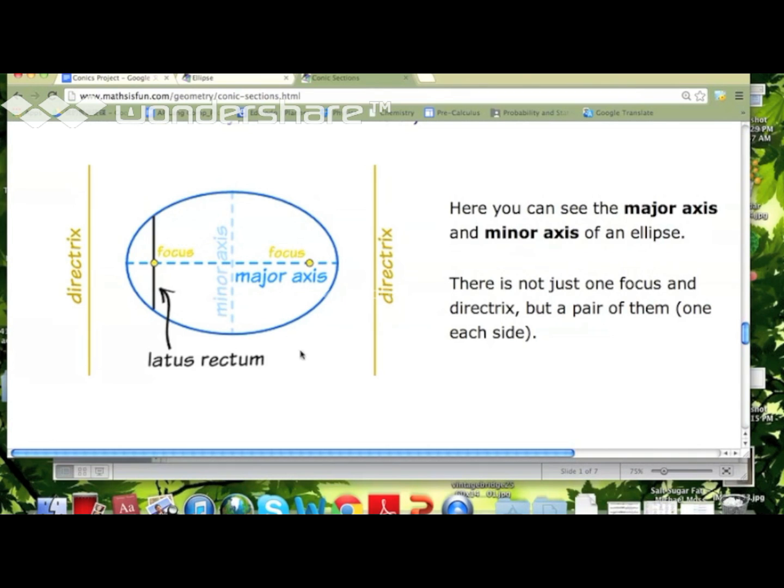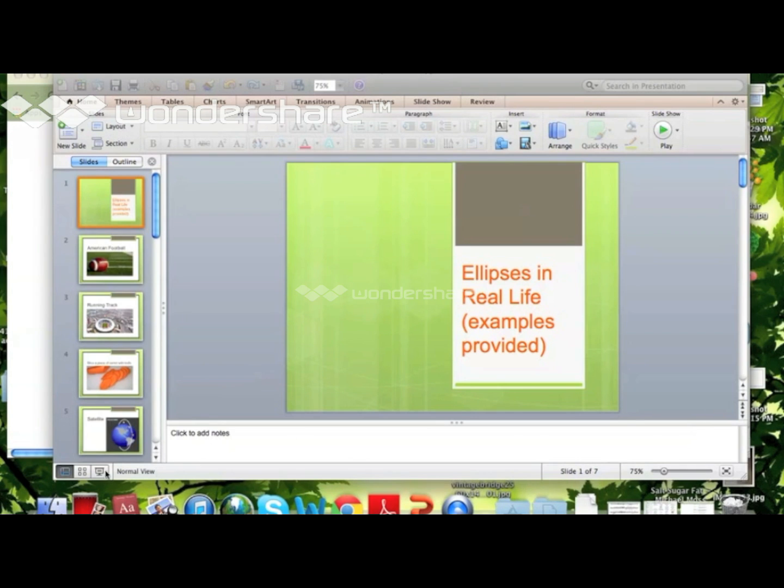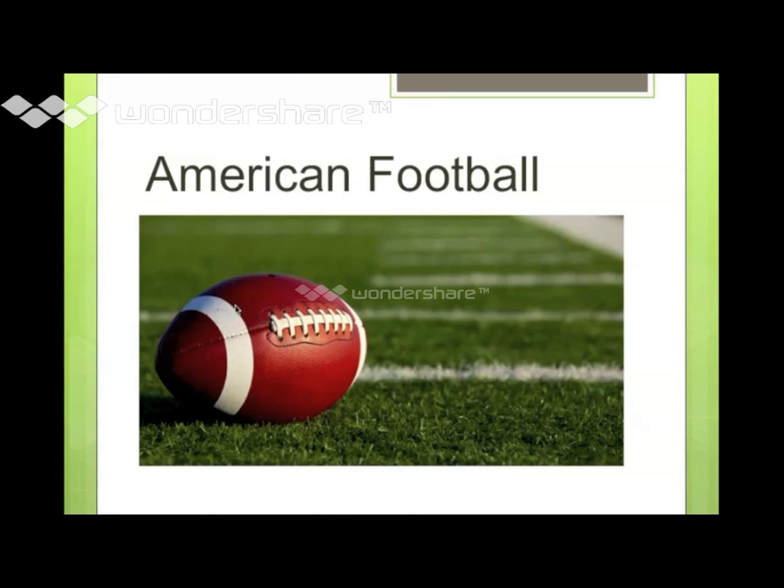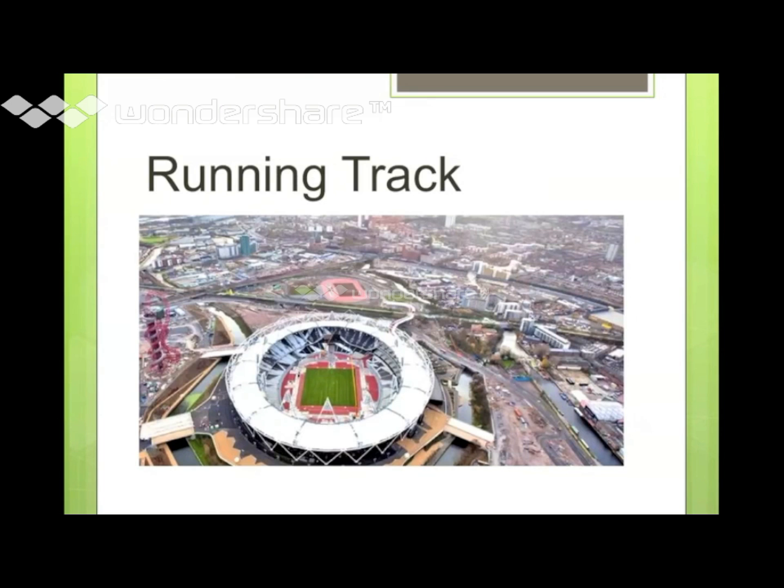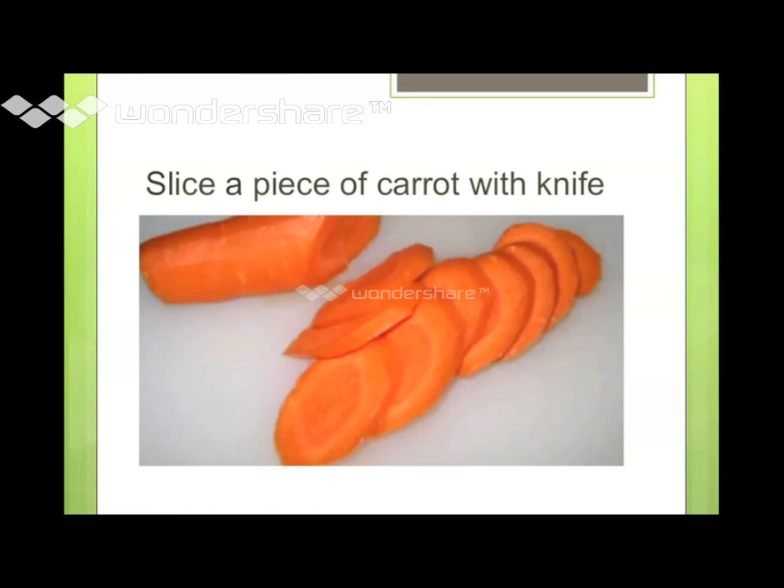So next, where can these ellipses be found in real life? The first one will be a football, American football, a running track, a slice of a carrot. Even cutting a carrot at different angles can form an ellipse too, but the cutting angle must be greater than the generator angle itself, and it must be less than 90 degrees, or else if it's 90 degrees, then it will become a circle again.